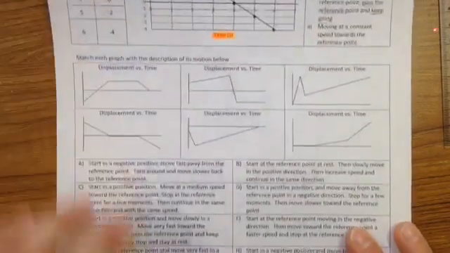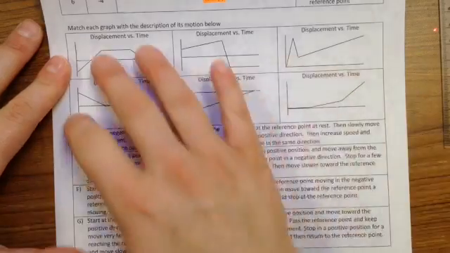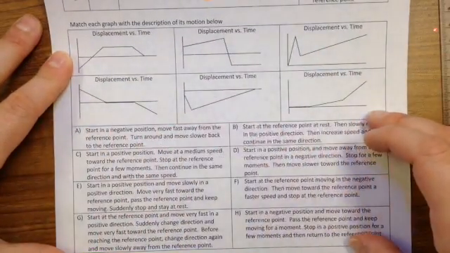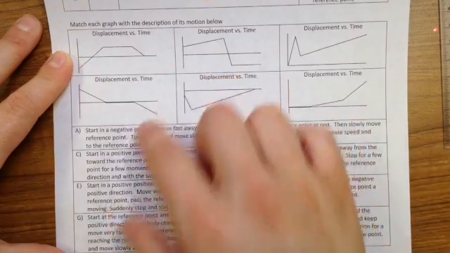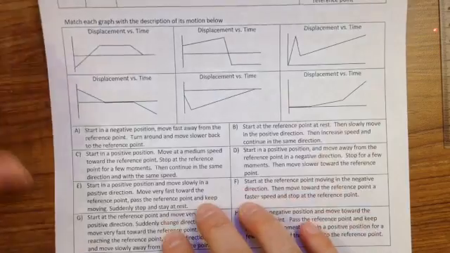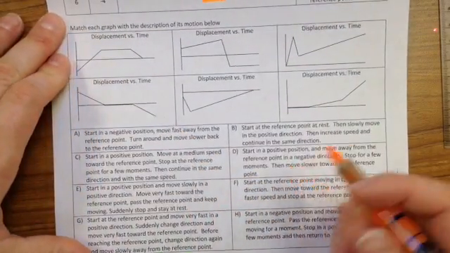The next section, all right. With this one, you have here 6 displacement versus time graphs, and 8 descriptions. You need to find which description matches which graph and just write the letter on there. Okay? I'm going to do the first one with you, and then I encourage you to pause and work out the others. And then just check your answers.